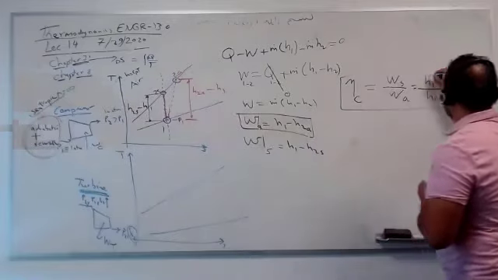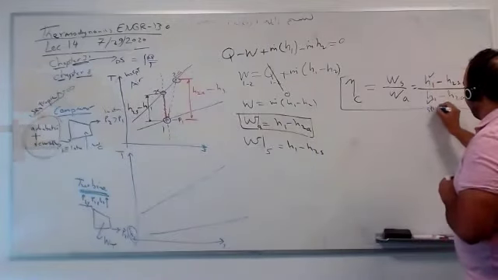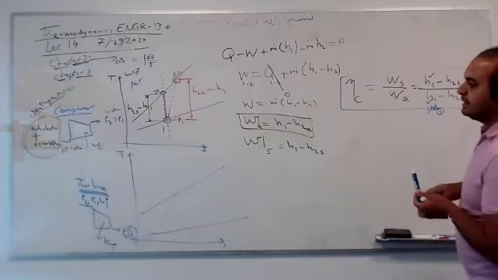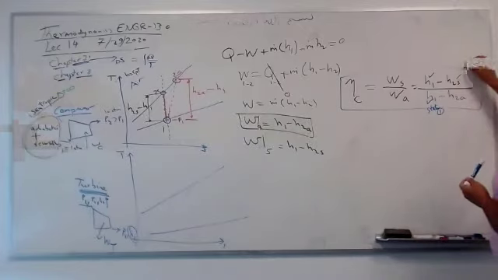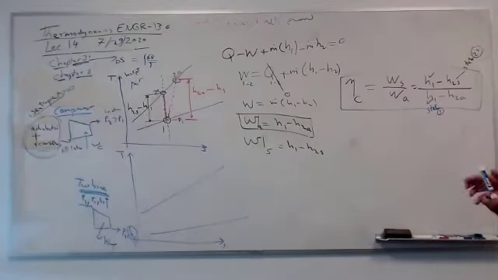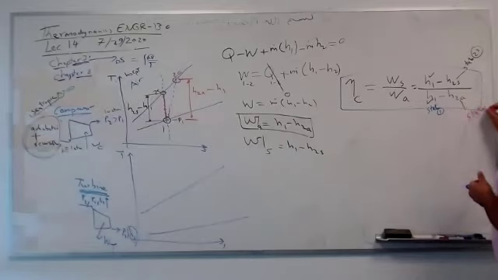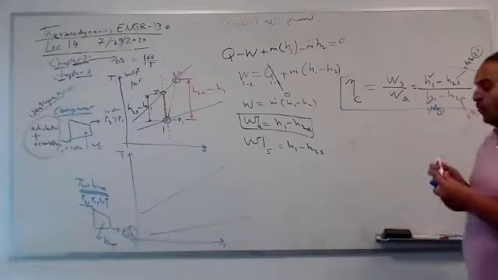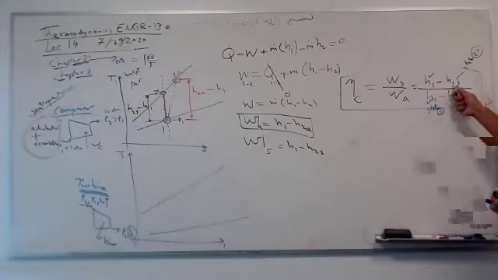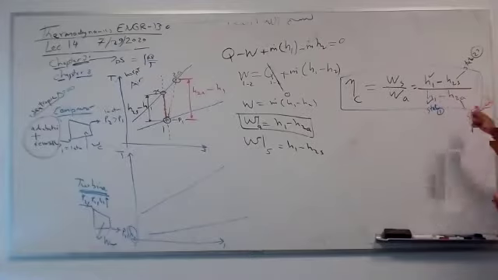So you need to state: state 1, state 2S, which is black, and state 2A, which is red. If we have these 3 states, I can tell you what the compressor efficiency is. Or if I have 2 states, like state 1 and H2S, I can get 2A if I have the efficiency of the compressor.